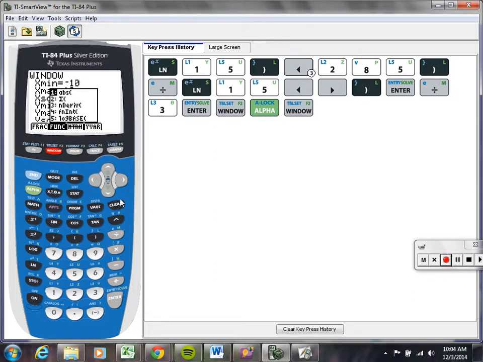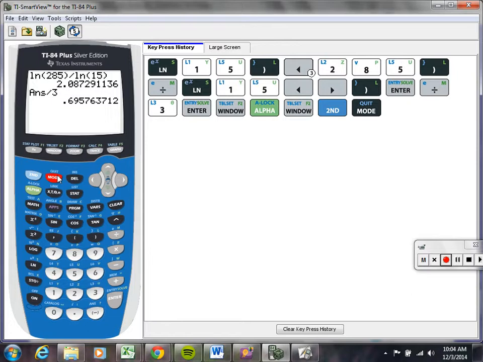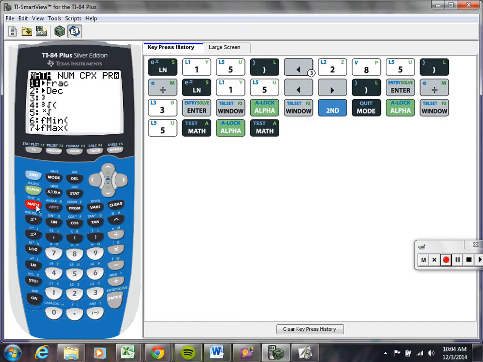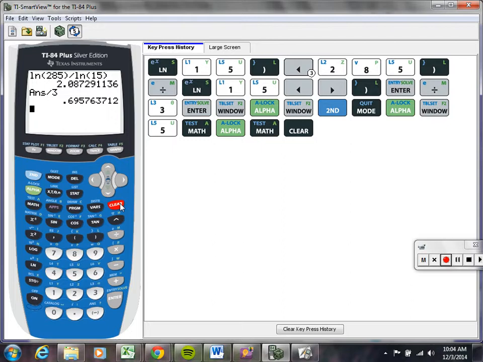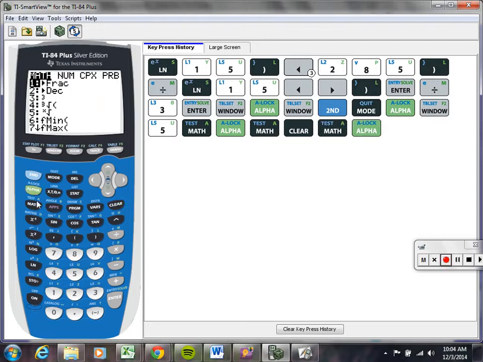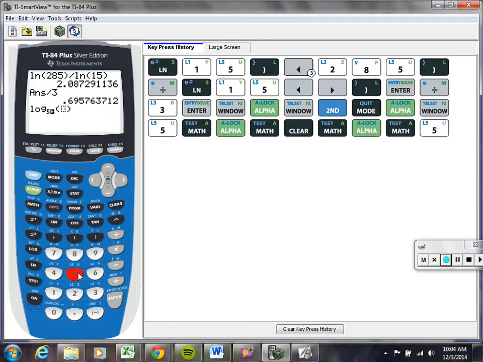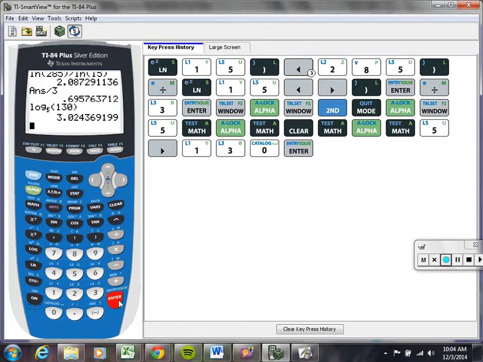Math, alpha, math. Oh, is that what it is? It's a shortcut. Math, alpha, math. Oh, now I'm at the log base option. Math, alpha, math. All right, so what was it? Log base 5 of 130? It sounds like a shortcut. I don't have to move my finger.